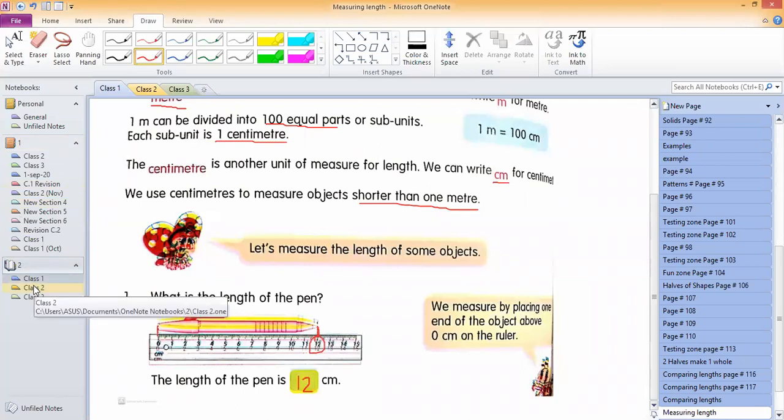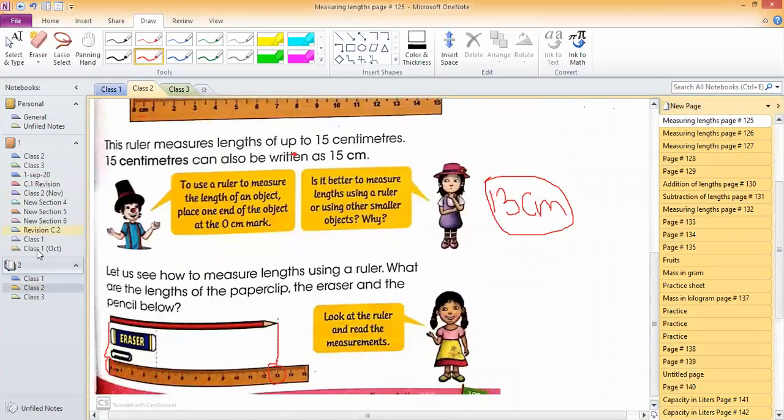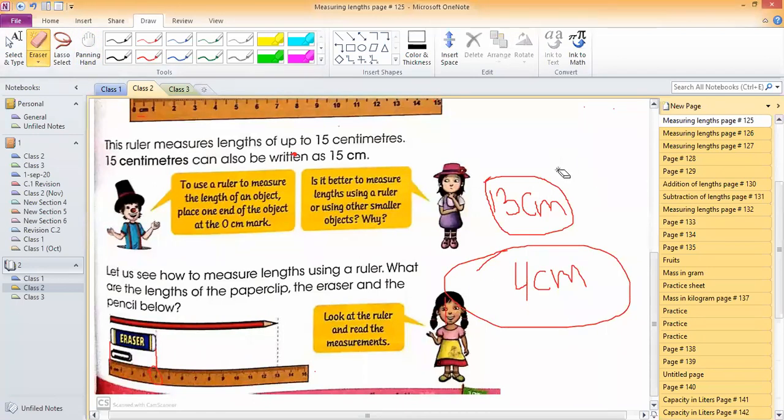All right, guys. Look here. If I ask you, can you measure the length of this razor? You will say, sir, yes, I can measure it. Look, one end is placed at 0, and this is the other end. And this is the number 4. 0, 1, 2, 3, 4. So this razor is 4 centimeter long.